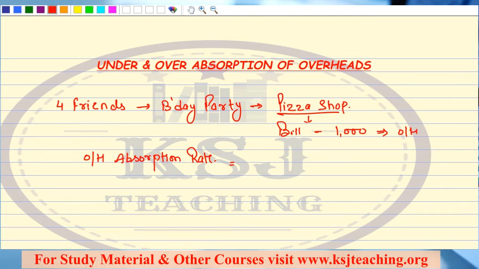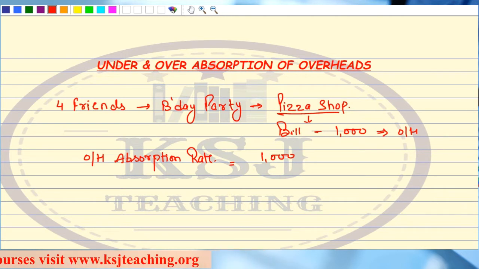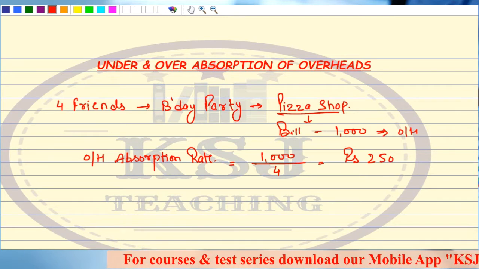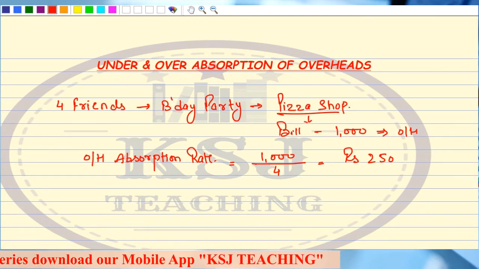I will ask, what is my total overheads? 1,000. And I will divide it by the number of pizzas we ordered. Say we ordered 4 pizzas. So my overhead absorption rate is ₹250. This is what we have already studied in the topic of absorption. Any doubts up till this point?